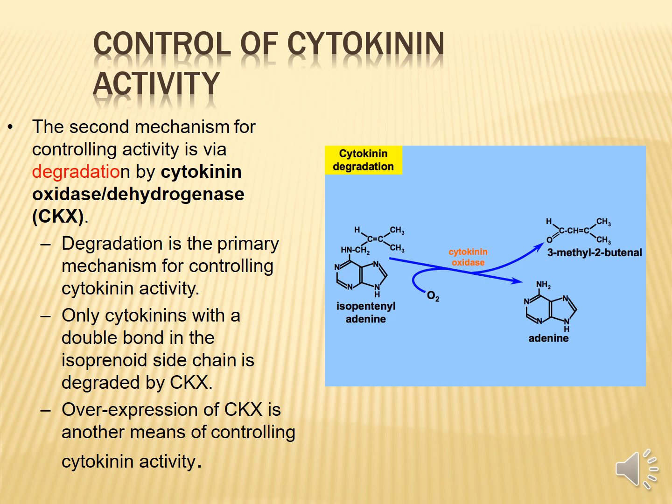However, the uniqueness of this pathway is that they can only degrade cytokinin with the double bond in the isoprenoid side chain. Okay, so if you look at the isopentenyl adenine, it has the double bond. Because of that, it is able to be degraded by the CKX.